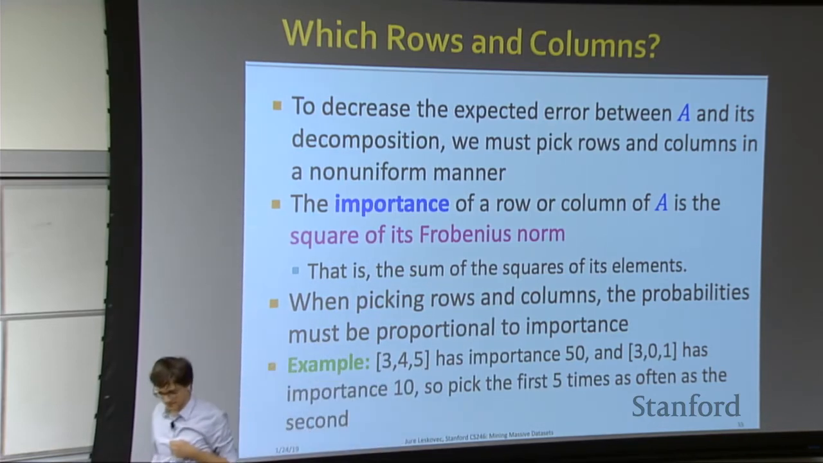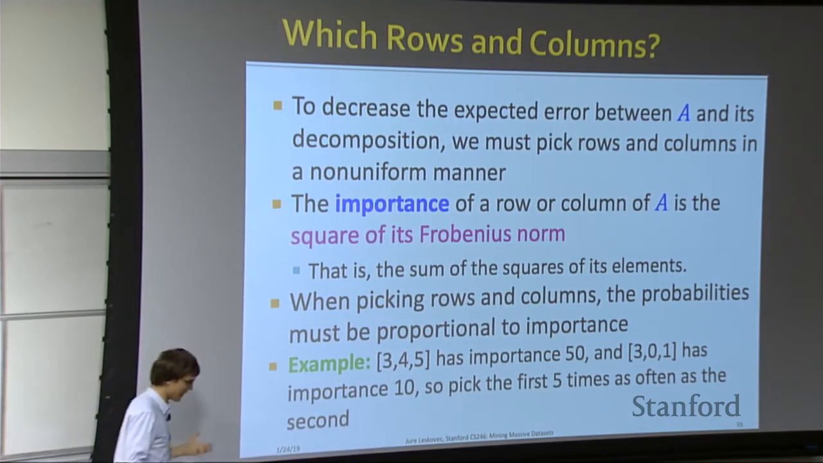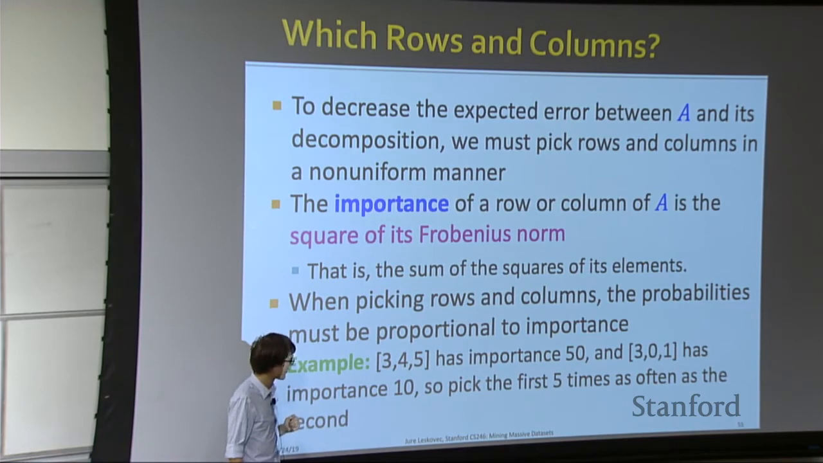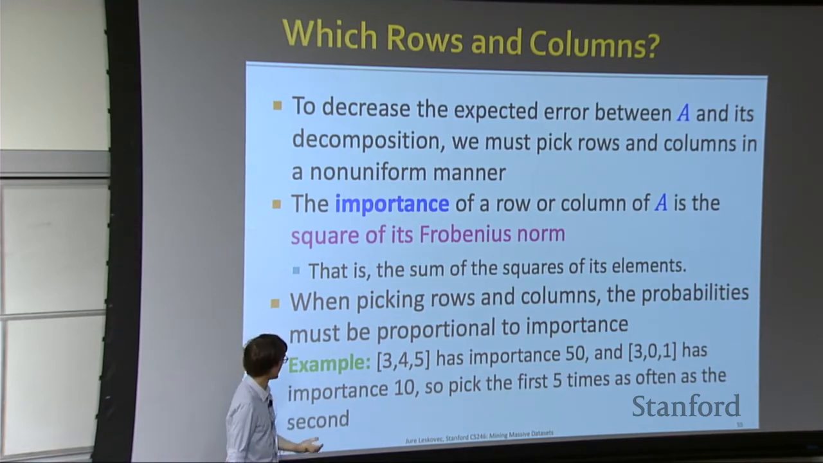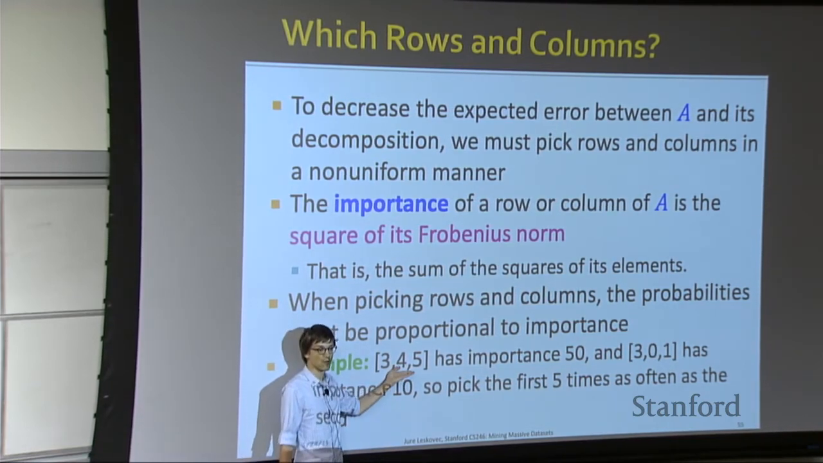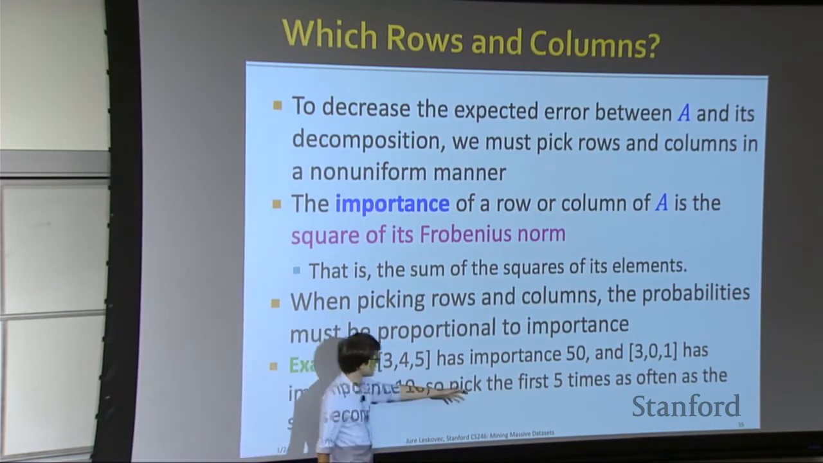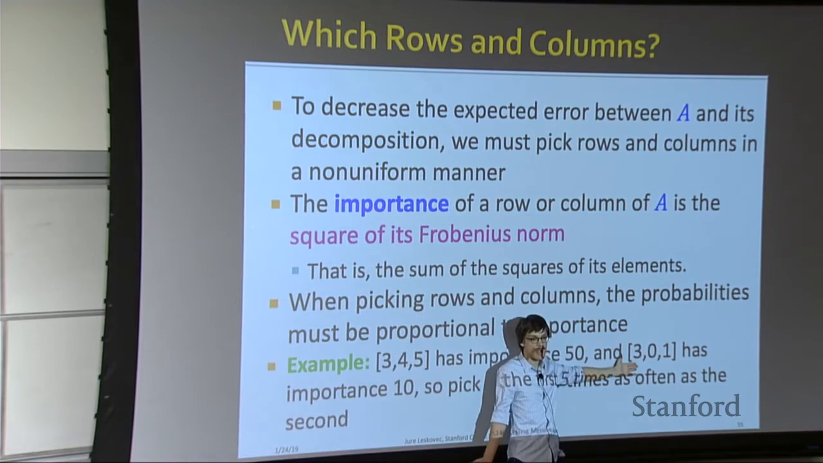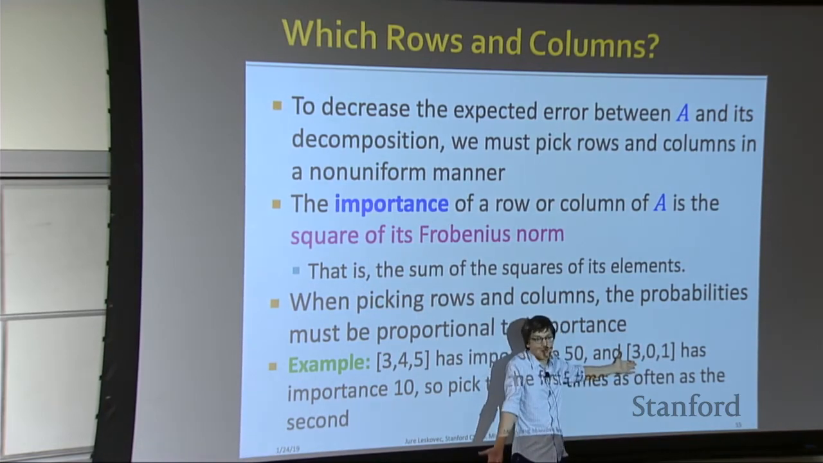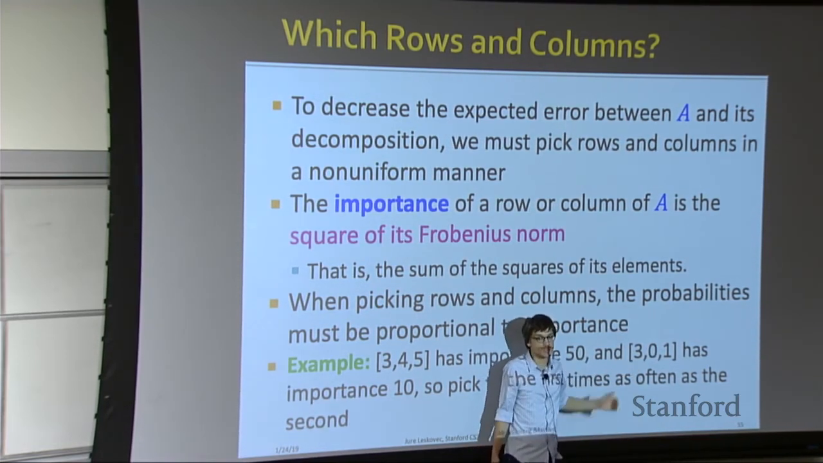Okay? That's the idea. And why would I want to do this? Right, if you think about reconstruction error, I want low Frobenius norm. So if I pick rows with high Frobenius norm, they will be reconstructed well, and the short rows that don't add too much to my error, I won't sample them so often, so I won't reconstruct them so well.